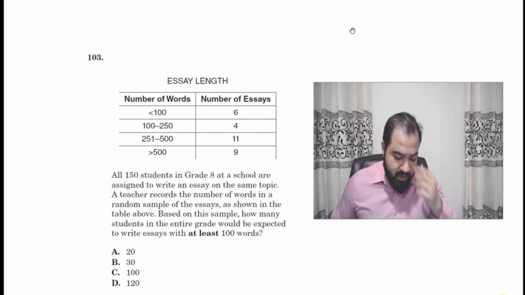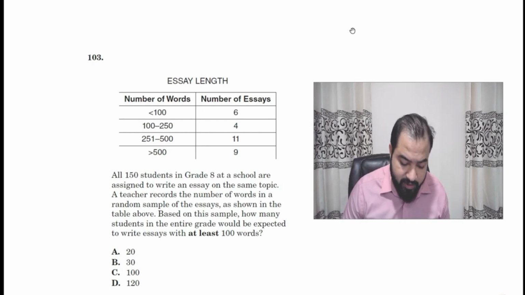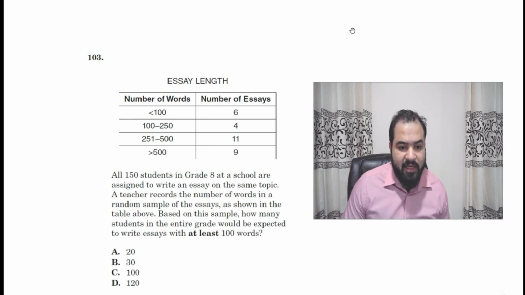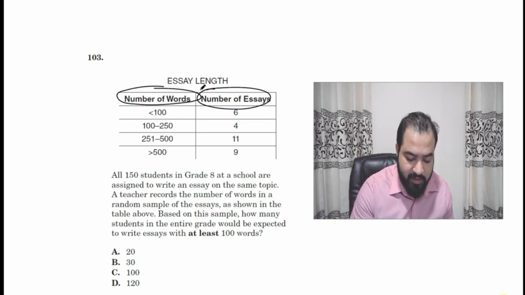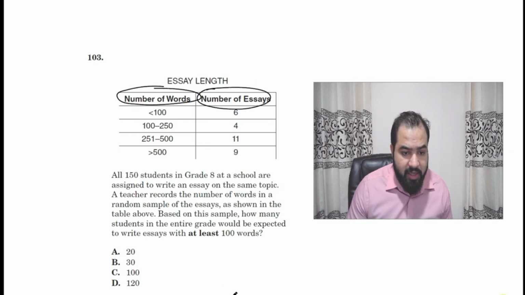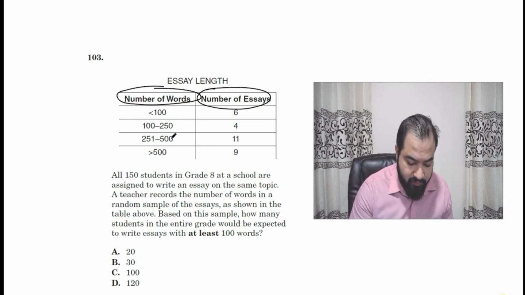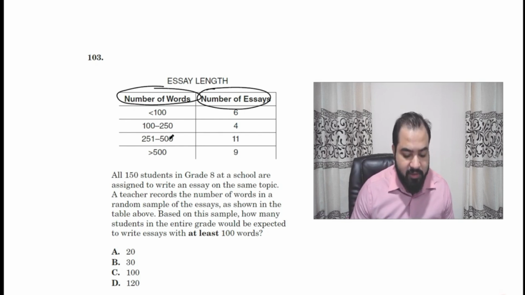We are on question number 103. Okay, so it says the essay length and the number of words. So number of words and the number of essays. They gave intervals like less than 100, 100 to 250. Now let's see what the question is saying.